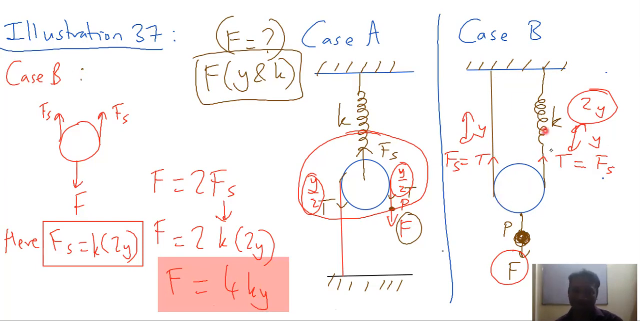So y extension here in the spring is also transferred y in this direction. Due to this extension y, if this pulley moves down by y, let me show this pulley moving down by y. So this pulley is moving down by y. So this side also there will be y in downward direction. So total, as the string is inextensible, y and y, total extension in the spring will be y plus y, 2y. So hence we have this 2y value. So the force is coming out to be 4Ky. So this is how we solve this illustration 37.